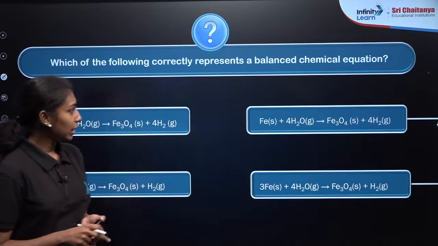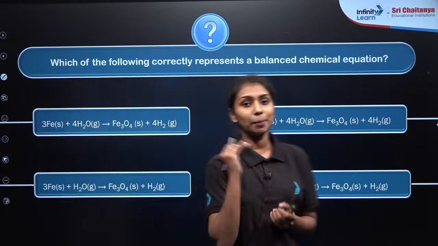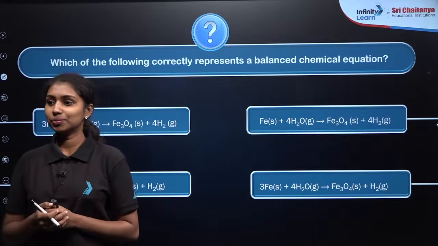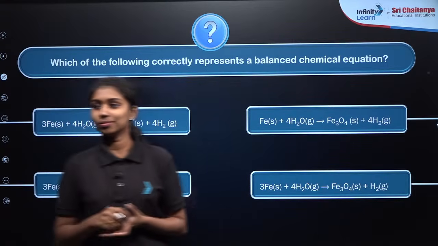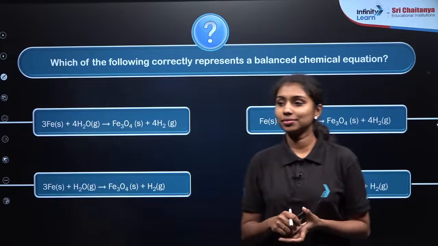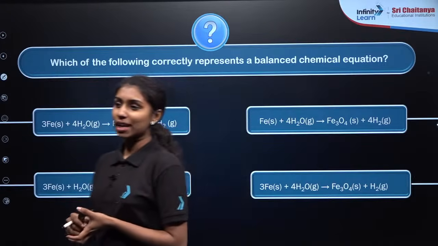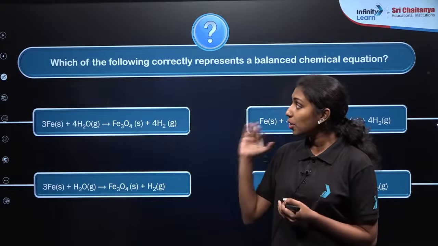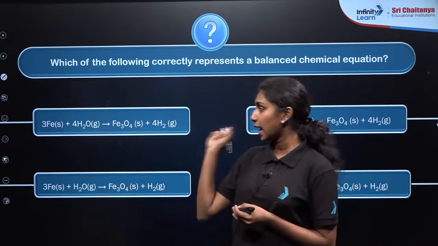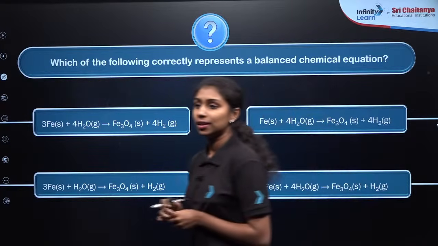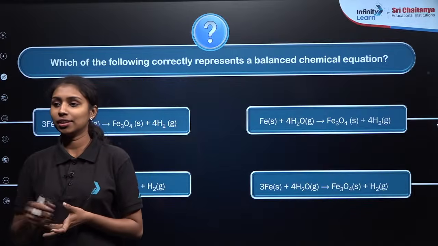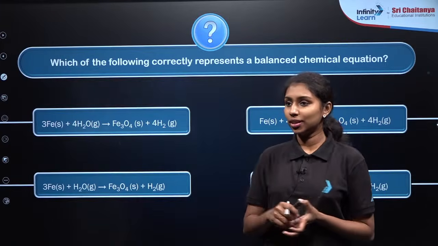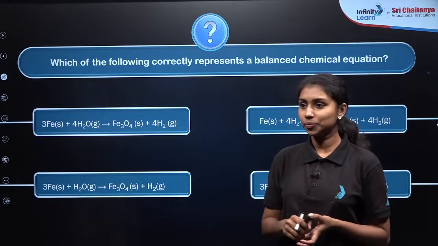Read the options carefully. As we already know, a balanced chemical equation is based on the law of conservation of mass, right? Which means that all the reactants and products should be balanced here. Mass of the reactants and products should be equal here, right? So what will be the answer here?